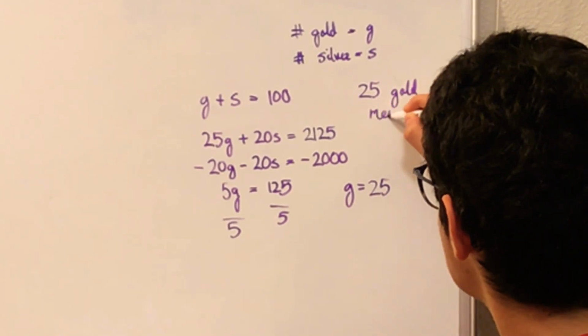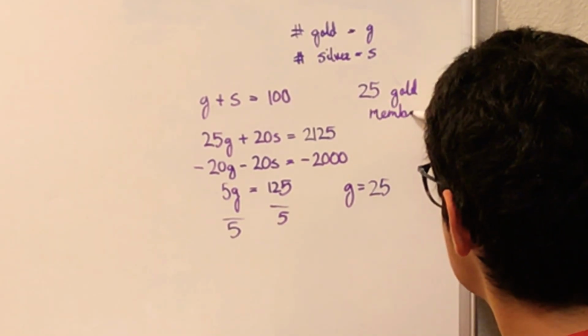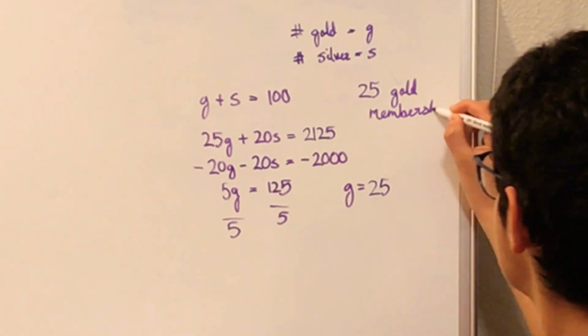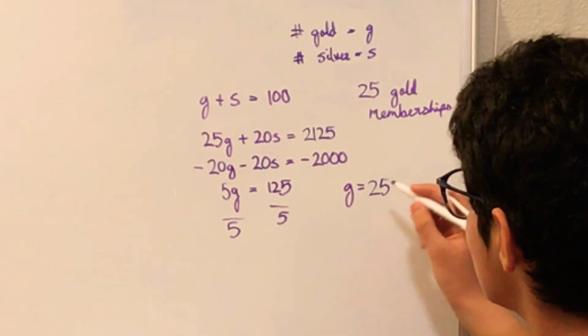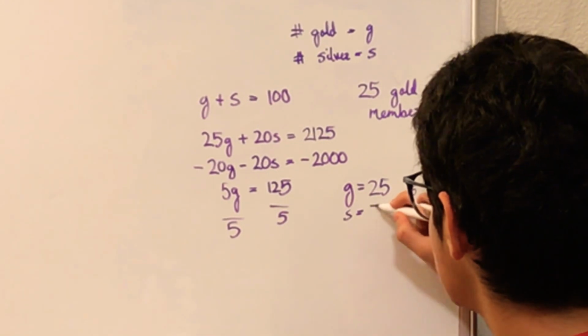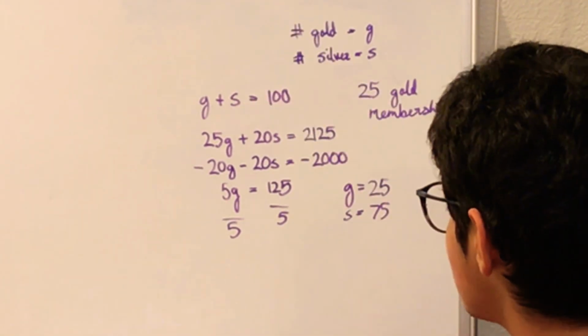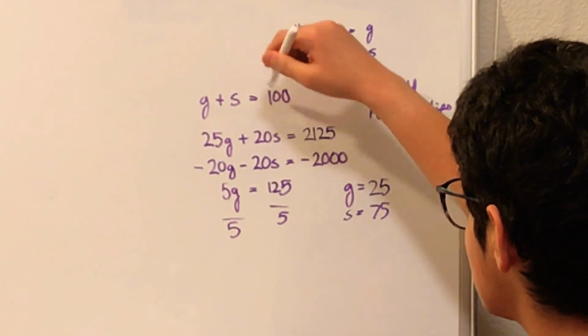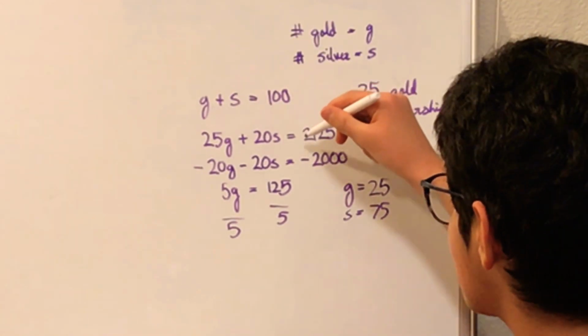So that means that there were 25 gold memberships sold. And let's quickly check this. Let's input it. So if that's 25, then silver has to be 100. I mean, sorry, 75, because of this equation. So this works. It satisfies the first equation. But what about the second equation?